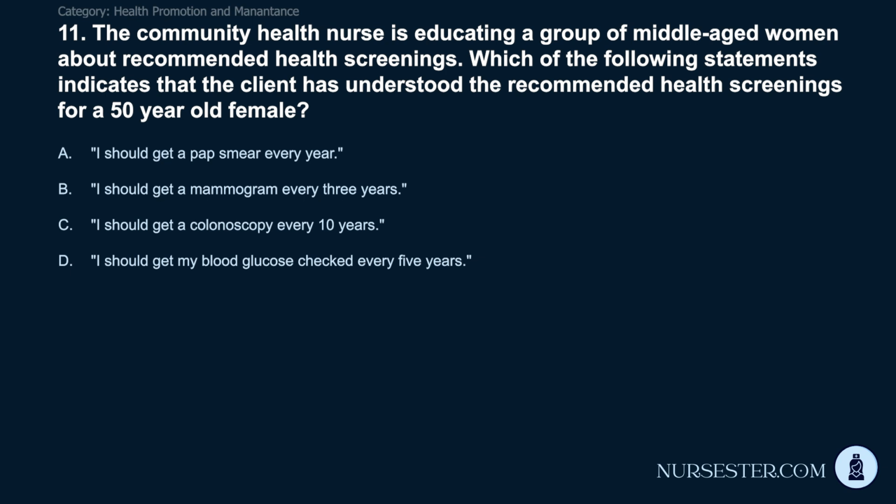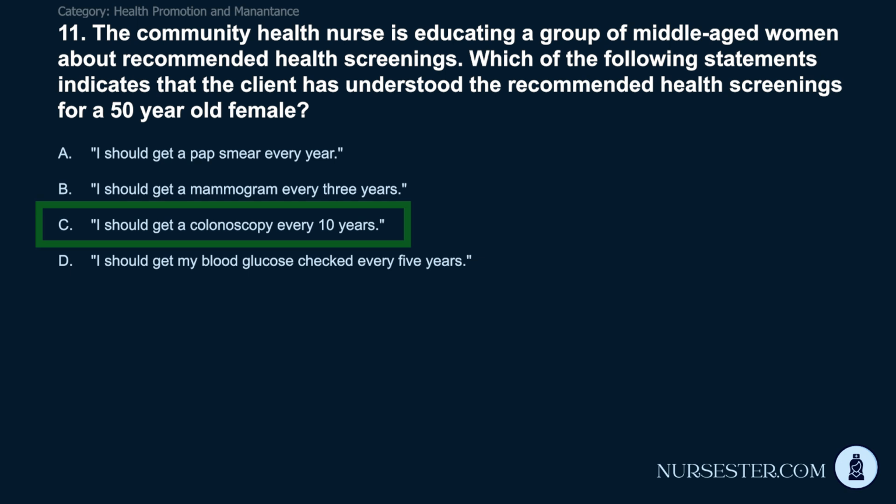11. The community health nurse is educating a group of middle-aged women about recommended health screenings. Which of the following statements indicates that the client has understood the recommended health screenings for a 50-year-old female? A. I should get a pap smear every year. B. I should get a mammogram every 3 years. C. I should get a colonoscopy every 10 years. D. I should get my blood glucose checked every 5 years.